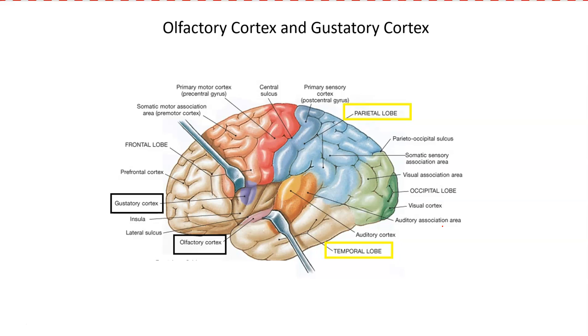So our last two senses that we're going to discuss are smell and taste. You'll notice that smell and taste are not housed in the same lobe. In fact, smell is housed in the temporal lobe while taste is housed in the parietal lobe. Although in this picture here, that taste gustatory cortex looks like it's drawn in that frontal lobe.